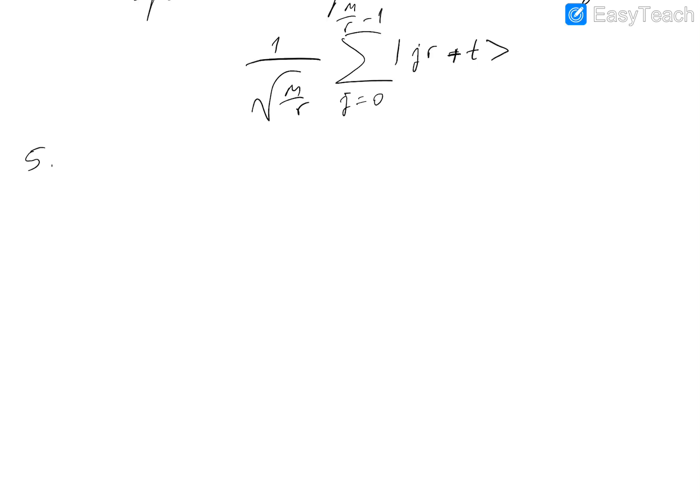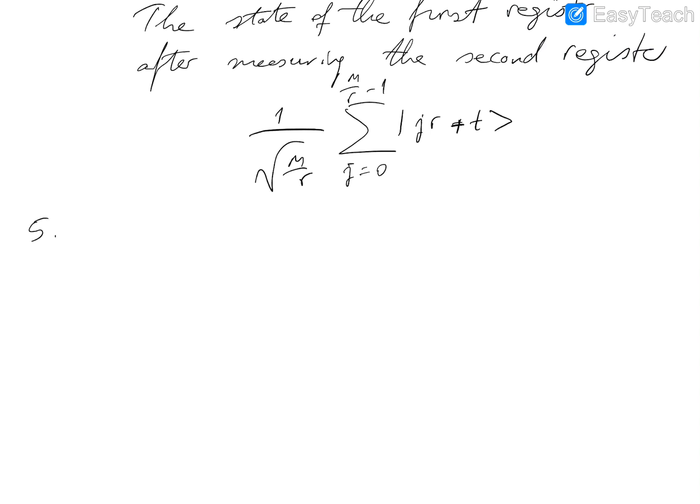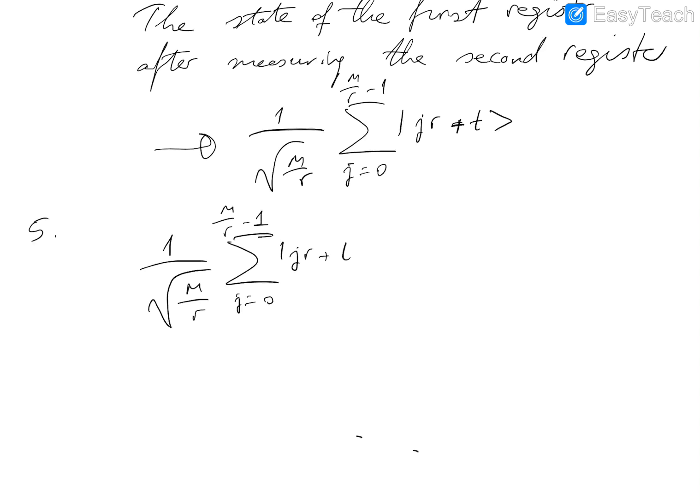All right, so now before measuring the first register, before the quantum Fourier transform, the first register is in this state, right? This superposition state. Now, when we apply the quantum Fourier transform on this state, what we will get is 1 over square root m over r, sum over j from 0 to m over r minus 1, of the state jr plus t.